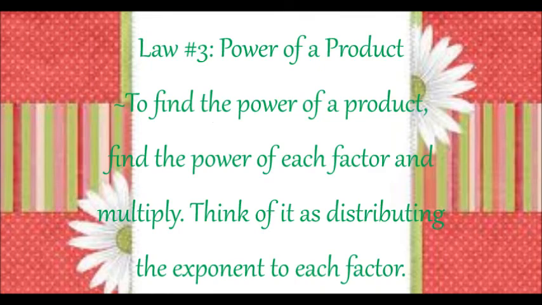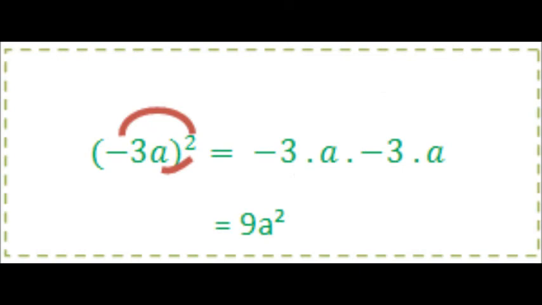Law number 3. Power of a product. To find the power of a product, find the power of each factor and multiply. Think of it as distributing the exponent to each factor. Factors are the numbers you multiply together. Examples: negative 3a all raised to 2 equals 9a squared. Raise each factor to its power.